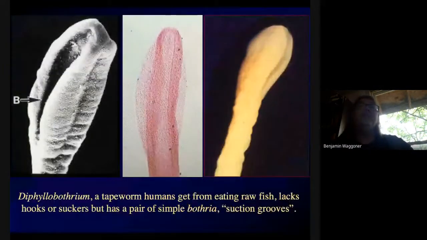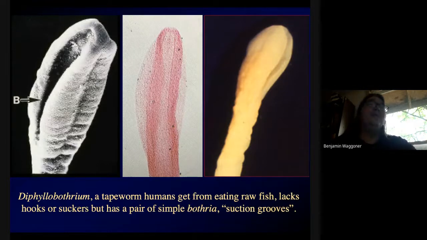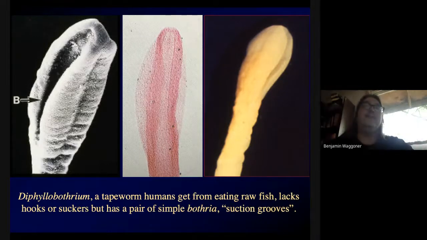One that humans can get from eating raw fish is called Diphyllobothrium. This doesn't have hooks or suckers. It's got a pair of what are called bothria, which are kind of like groove-shaped suction cups. You can see one labeled B over there on the left, and this is what they look like.